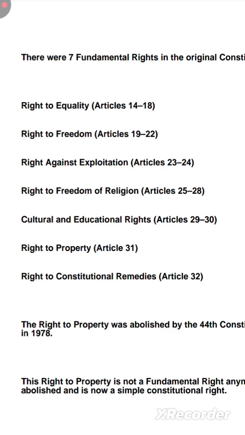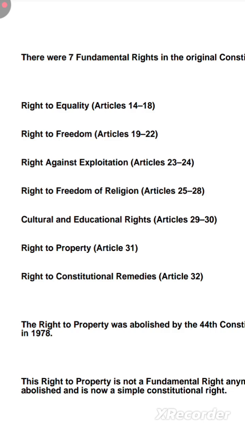Then we have the right against exploitation. Children, once again, if you recall the history, you will find that Indian people have been exploited on various grounds. Article 23 states that children below the age of 14 should not be employed in any kind of hazardous work. Article 24 states that human trafficking is not allowed.